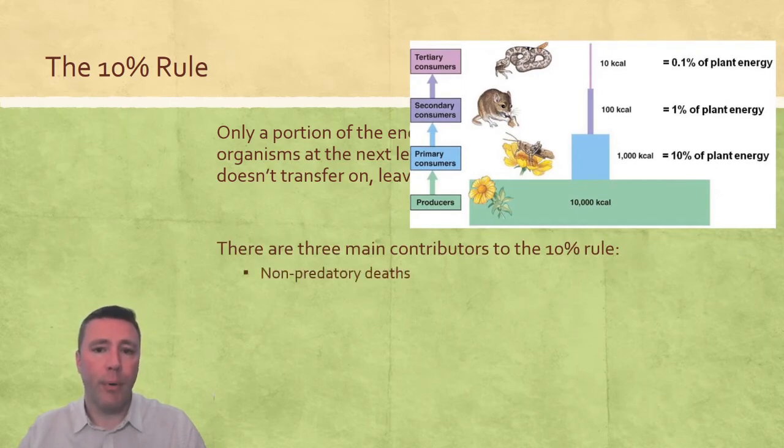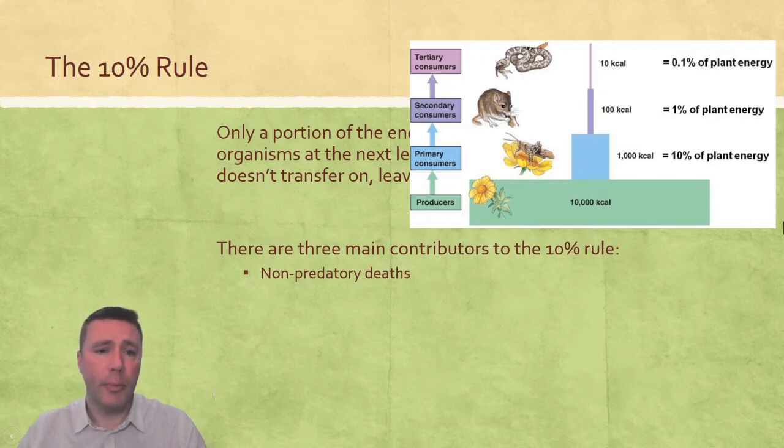The first one is called non-predatory deaths. I'm going to use this grasshopper here as a basis to explain what non-predatory deaths means. In order for the energy that this grasshopper has to be passed on to the shrew, what has to happen to the grasshopper? It has to be eaten. But what if this grasshopper is not eaten by the shrew and is eaten by something else or just dies of natural causes? Then the energy that this grasshopper had would not transfer on to the shrew. We would refer to that as a non-predatory death. If this shrew did not prey on this grasshopper, that's a non-predatory death.